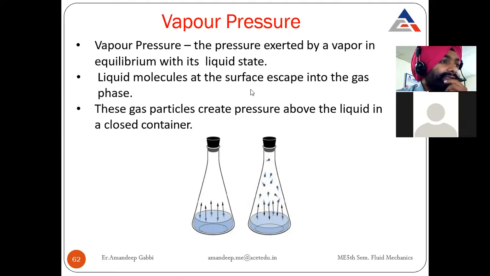Liquid molecules at the surface escape into the gas phase, and these gas particles create pressure above the liquid in the closed container. So the vapors that are formed from liquid after heating start exerting some pressure on this liquid, and that particular pressure is called vapor pressure in a closed container.